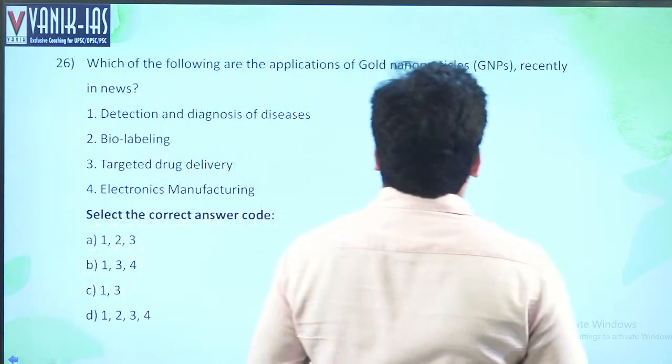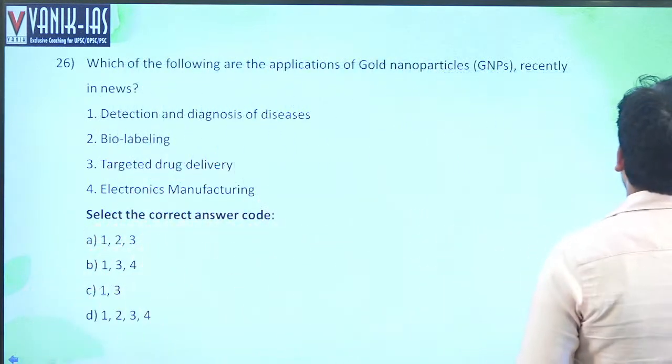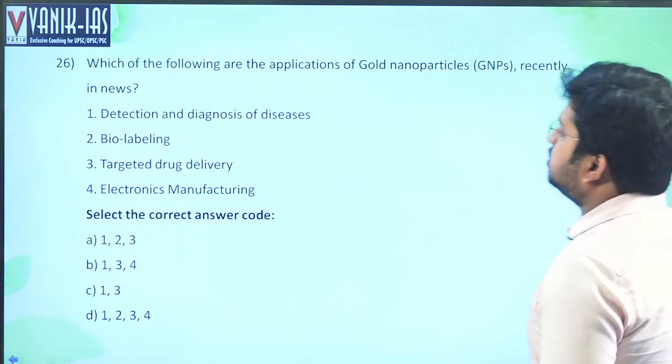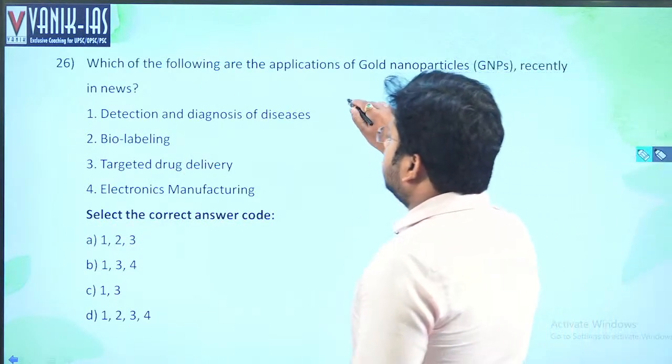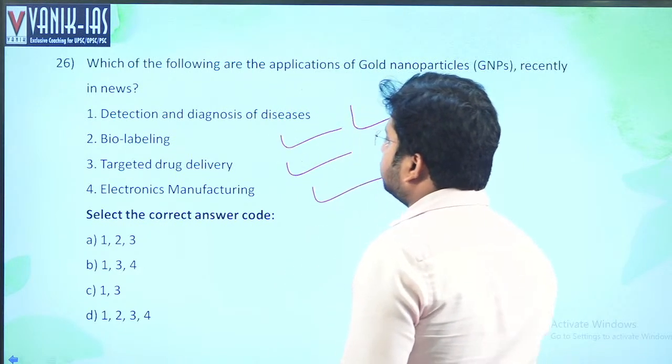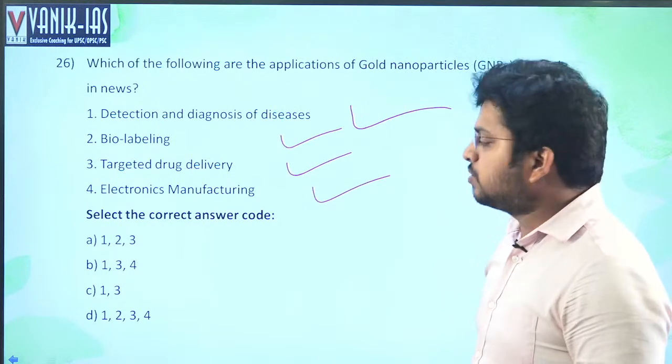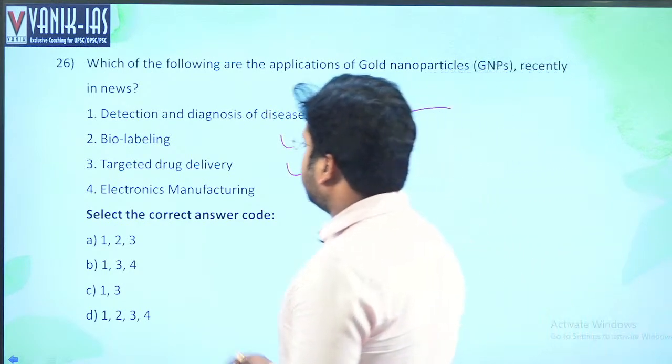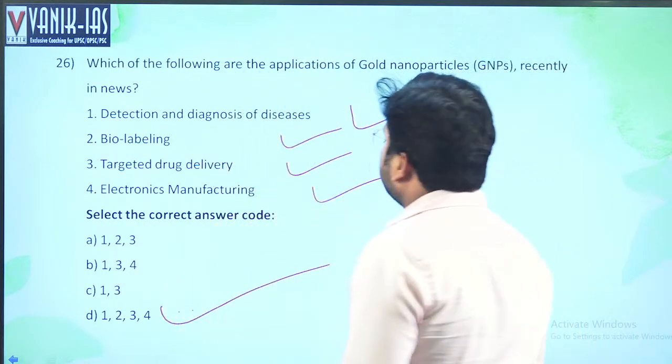Which of the following are the applications of gold nanoparticles? Gold nanoparticles applications recently seen in the news: detection and diagnosis of diseases, bio-labeling, targeted drug delivery, electronics manufacturing. Everywhere nanotechnology can be used. So all the statements are right regarding gold nanoparticles.